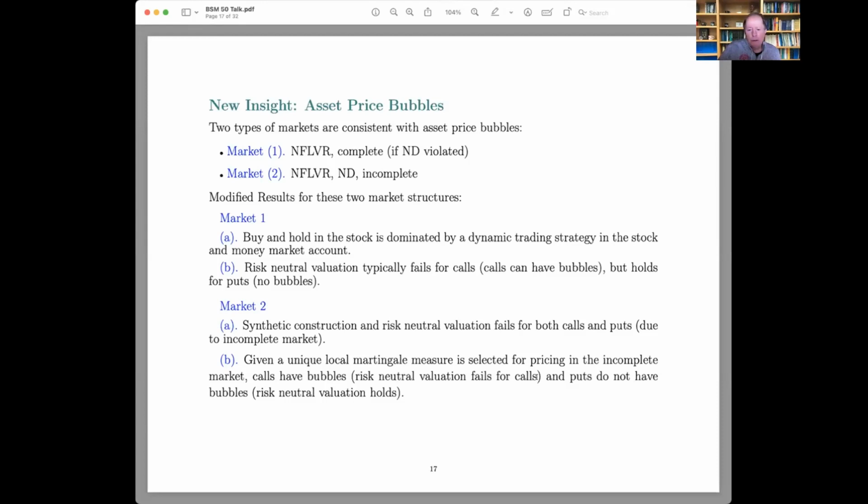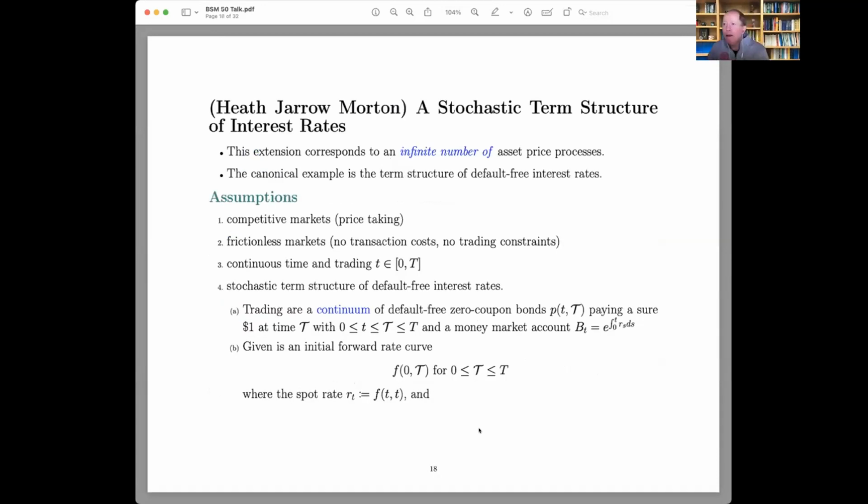One is that risk neutral valuation again fails for calls when you're pricing in an incomplete market, but it does hold for puts. And that actual difference enables one to test for the existence of bubbles under market structure two, a topic for some subsequent discussion. All right, well, risky asset price processes, general semi-martingales, as long as you keep completeness and then a martingale measure exists, everything goes.